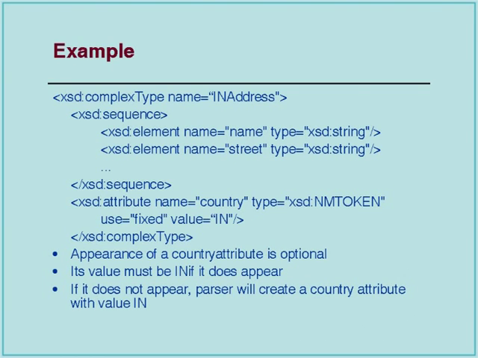Right. So here's a good example of a fixed value, which is India for the country, which is an attribute of the address. You don't have to specify country. It will take India to be the value which is fixed for it, anyway, for these addresses.